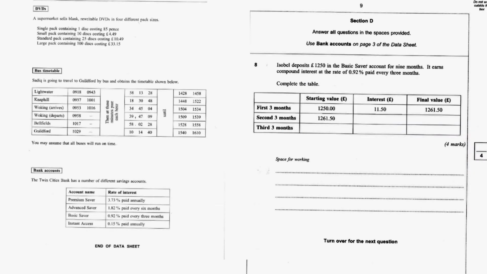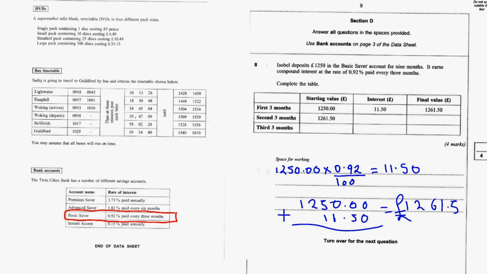Okay, let's look at our third question. This is section D. It says answer all the questions in the spaces provided, and use the bank accounts on page 3 of the data sheet. So this is what we are going to be looking at. Have a go and then come back.